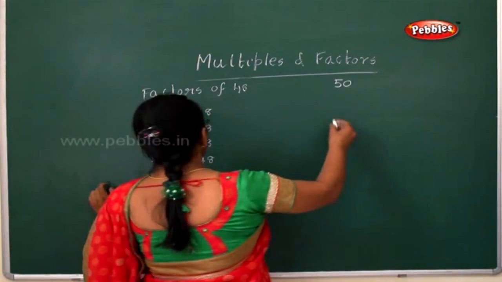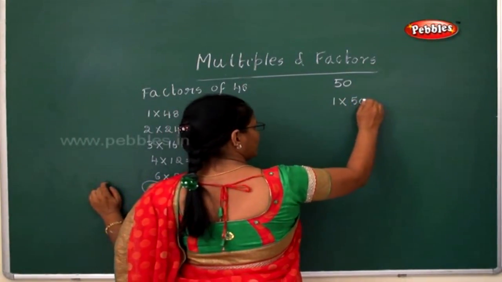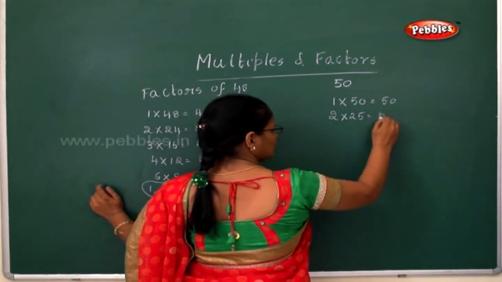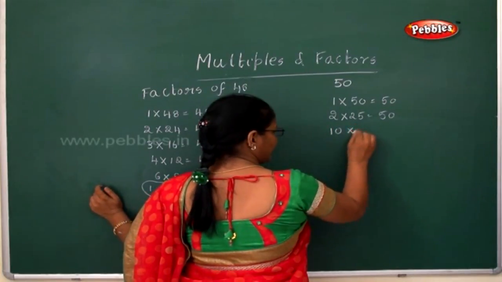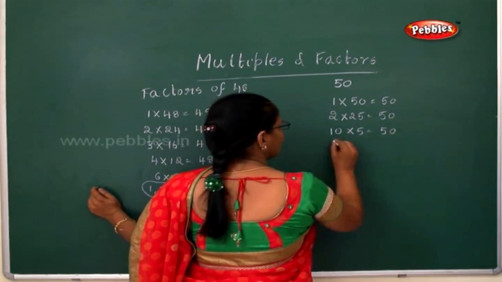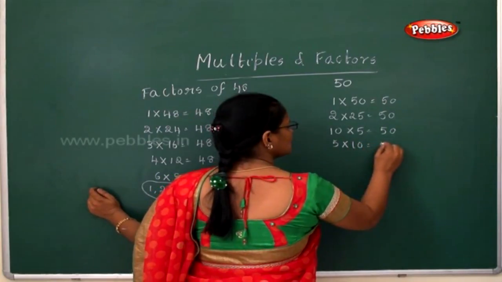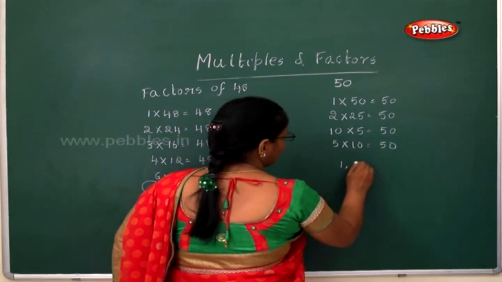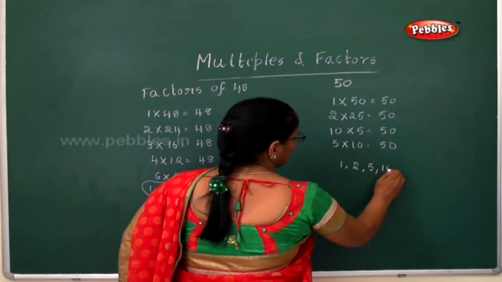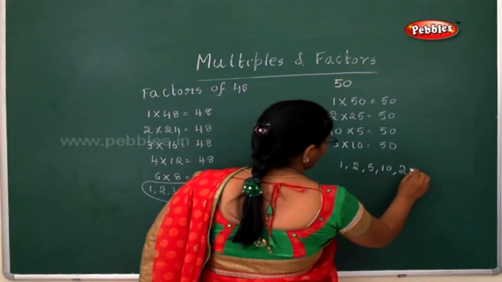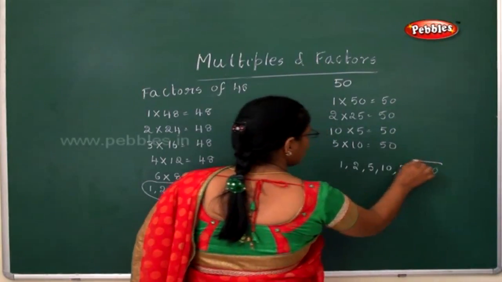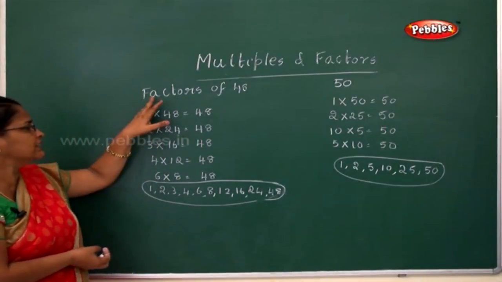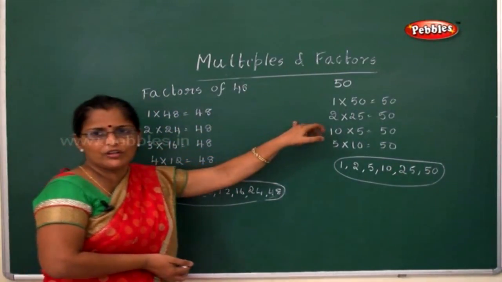Now for 50, how will you do it? 1 fifties are 50. 2 into 25 is 50. Then 10 into 5 is 50. 5 tens are 50. So now how will you write it? 1, 2, 5, 10, 25 and 50. So these are the factors of 50. This is how you have to write the factors of 48 and 50.